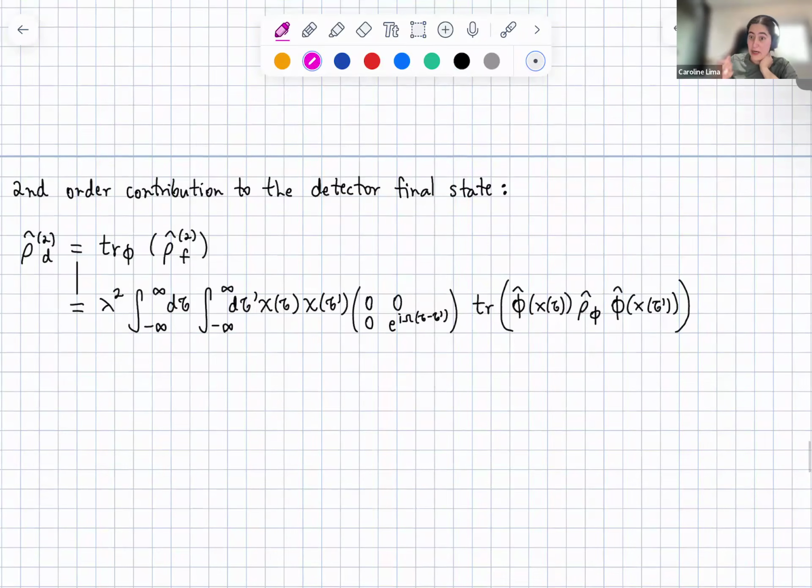And just to write in the form that I like more, using the cyclicity of the trace, I'll write this as the trace of rho phi times phi of x tau prime times phi of x of tau, okay?